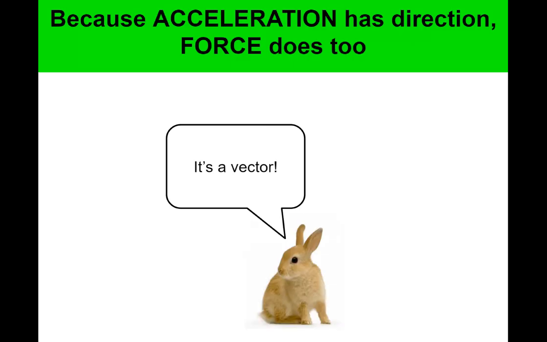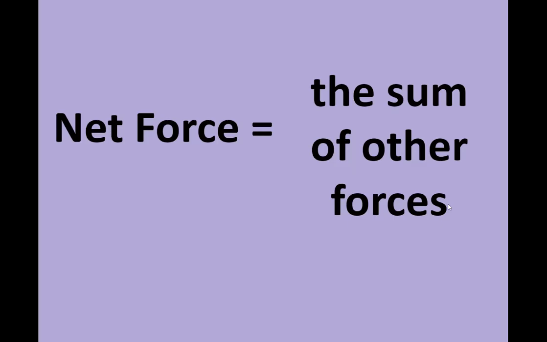Because acceleration has direction, force does too. It's a vector. So remember, the direction matters, and forces can cancel each other out or add together in different ways depending on the direction. Now, net force. Net in general means the sum of the other things, the pluses and the minuses. The net force is the sum of the other forces. You will get a resultant force.